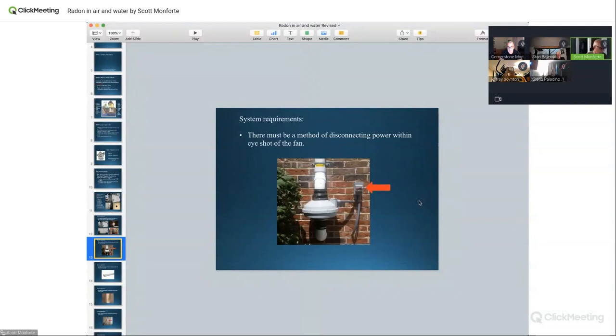And if you guys see this all the time, it might be something to point out. There should be a disconnect, whether you plug it in, or whether there's a switch. I always like to do a switch. There should be something within eye shot of the fan. If it's 6 feet away and you can still see it, or it's around the corner, they plug it into a GFCI. As long as one is there, it's good.